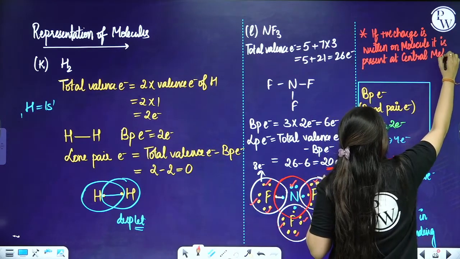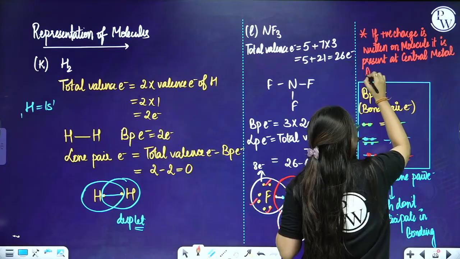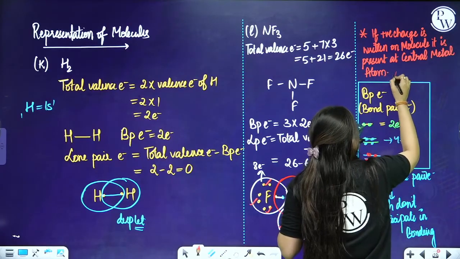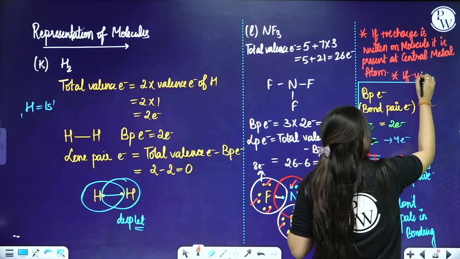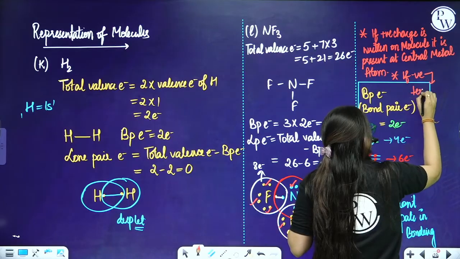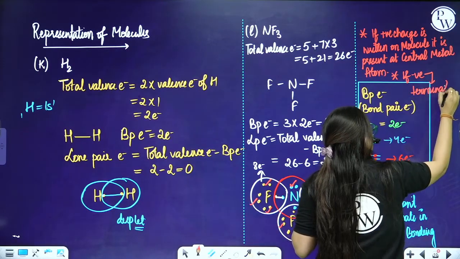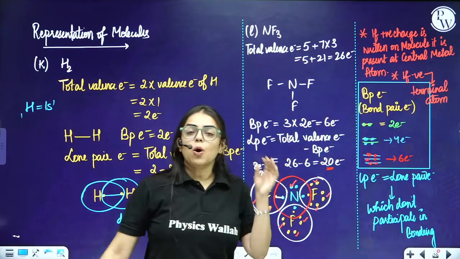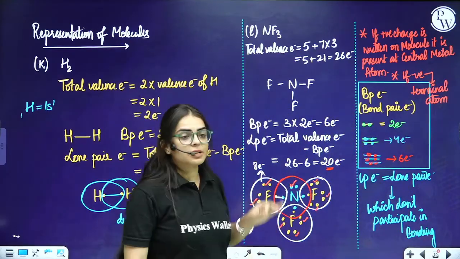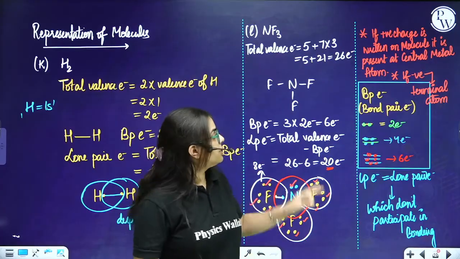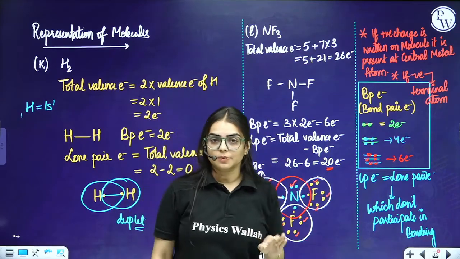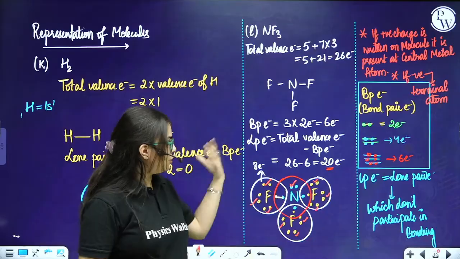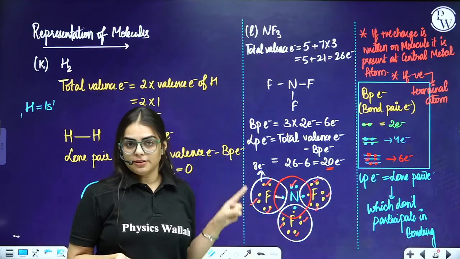Central metal atom. If negative is written, it is present on the terminal atom. If positive is written, it is present on the central metal atom. If negative is written, it is present on the terminal atom. You will get to know in the upcoming examples. But yes, do write it down, everybody.